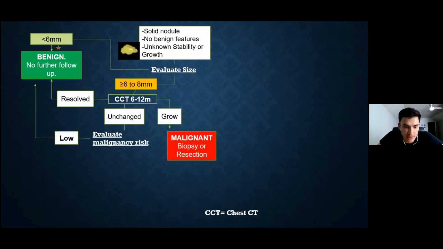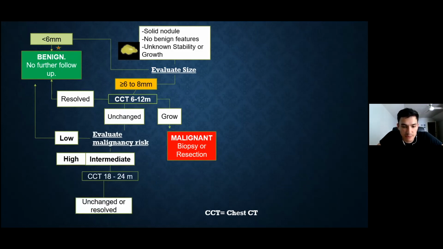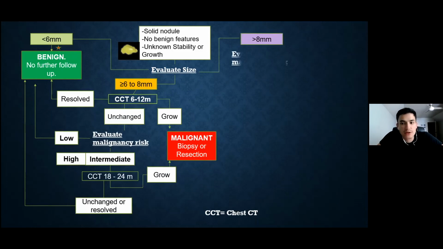If the risk is low, then it's benign. If the risk is high or intermediate, then another chest CT at 18 to 24 months. If the nodule is unchanged, it's considered benign. If it is unchanged after 2 years, it's benign, and if the nodule grows, then it's considered malignant. If the nodule is more than 8 millimeters, then it's important to evaluate the risk.